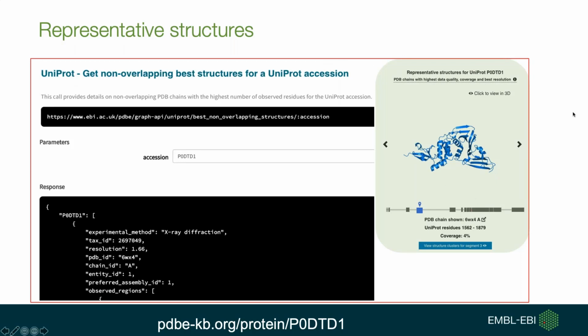So in the UniProt category, in the API documentation, you can find this API endpoint, get non-overlapping PDB structures for UniProt accession. This is a full URL which can be used to access this API endpoint, and you can give the UniProt accession, which will give you the API result.